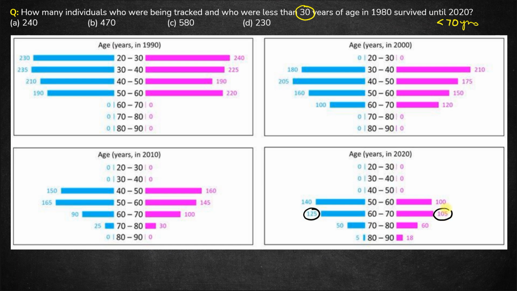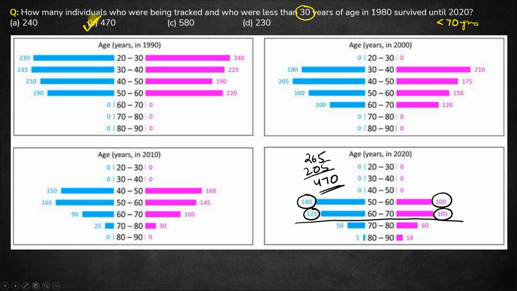So how many people are of age less than 70? 125 and 105 male and female between age of 60-70, 140 and 100 male and females between age of 50-60. So these are the people who are less than 70 years of age, right? So how many total males are there? 265. And how many females are there? 205. So total we have 470 people who are less than the age of 70 years in 2020. So the answer here is option B, 470.